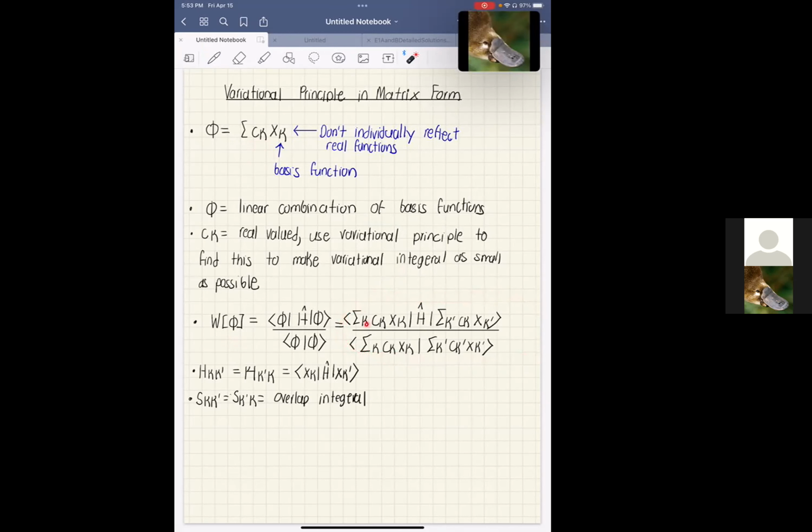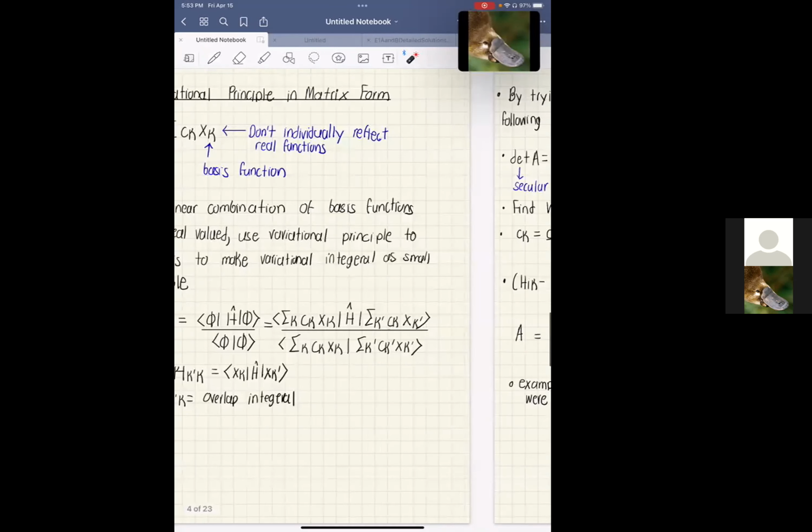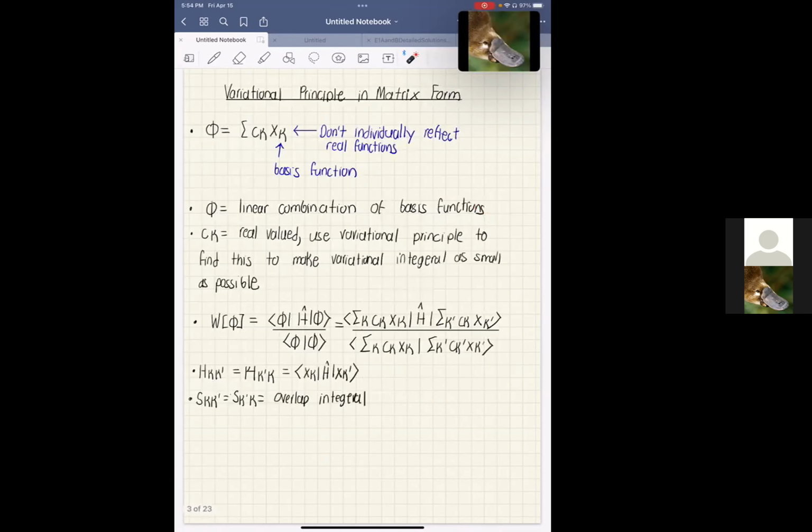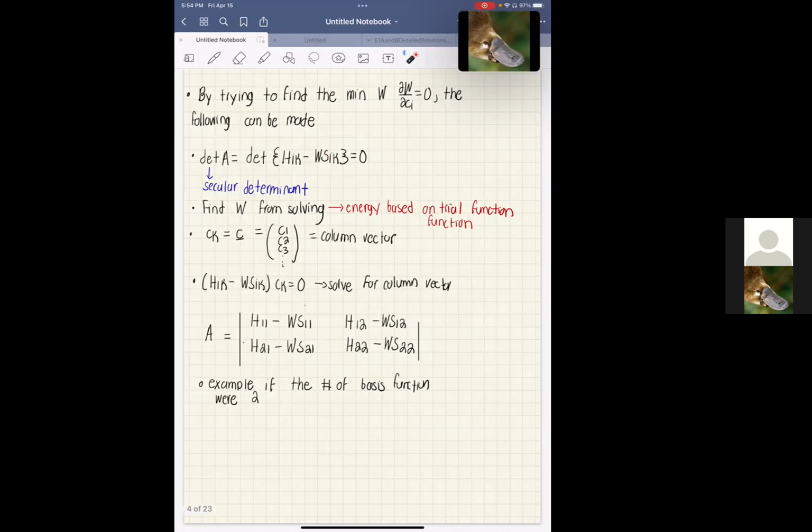To find these values, you would have to use matrices, which is shown right here. By trying to minimize this, you find that you can find the energy by finding the determinant and solving for W, which is the energy of the system. You can possibly have multiple values for it, depending on how many basis functions you have. We can also solve for the column vector. Getting the column vector is basically finding the coefficient attached to each basis function, and the column vector is basically the wave function. By finding these, you know more information about the wave function and the contribution of each basis function to it.